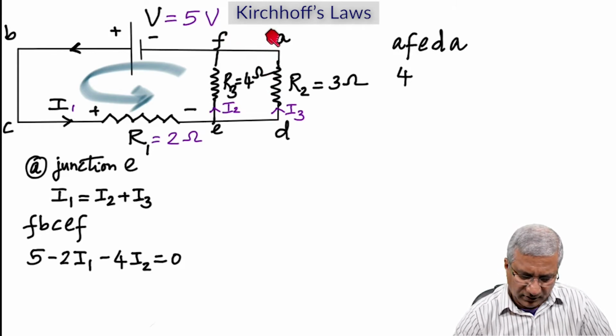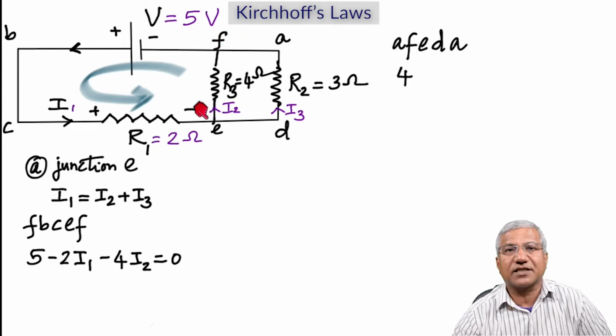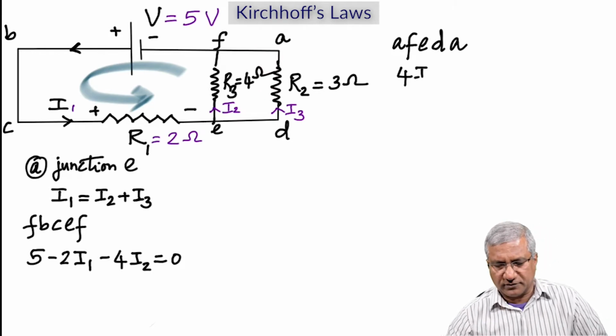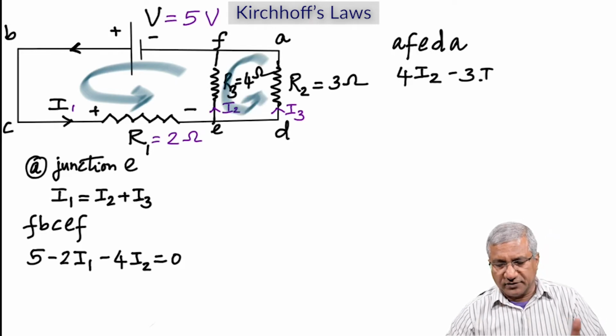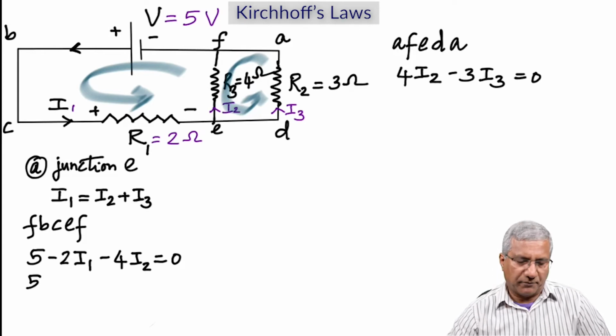Let me try again. So here, A to F, no component, no resistance. When you go down, you're going against the current I2, so it's going to be plus 4 I2. And then when you come down here, no component here. And then when you go up, you're going in the direction of I3, so negative 3 I3 is equal to 0. That's what I'm going to write: plus 4 I2 minus 3 I3 is equal to 0.